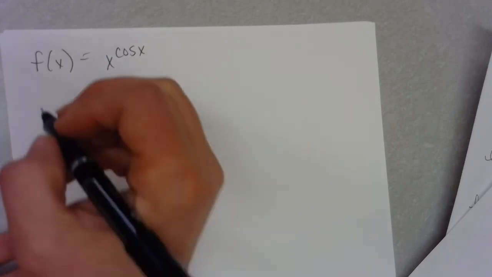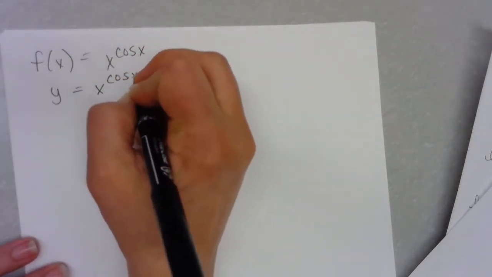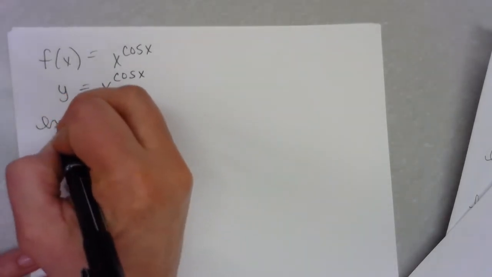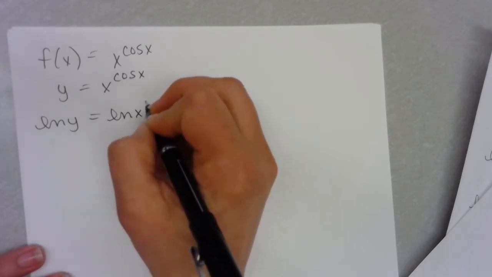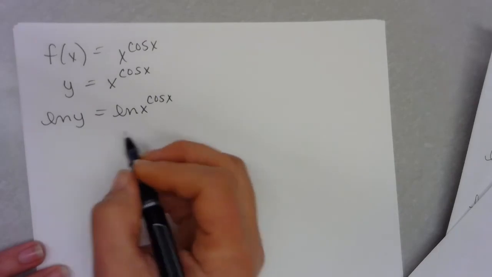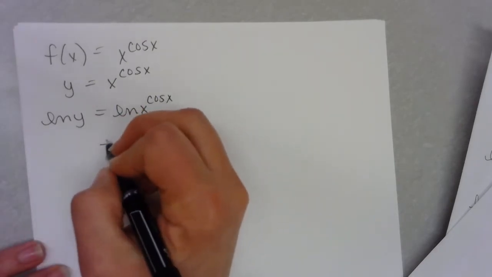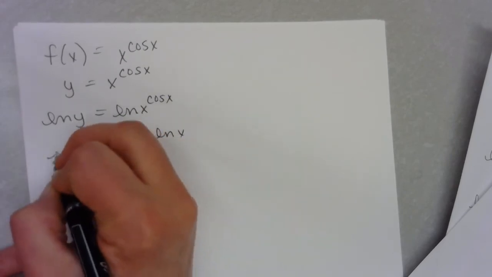Okay, so I'm going to change this to y over here equals x to the cosine of x. F of x and y are just interchangeable. And then I'll do the natural log of both sides, so I get ln y equals natural log of x to the cosine of x. All right, so the derivative, actually, no, don't let me do the derivative yet. I can pull down this exponent, so this will be the cosine of x times the natural log of x equals ln y.